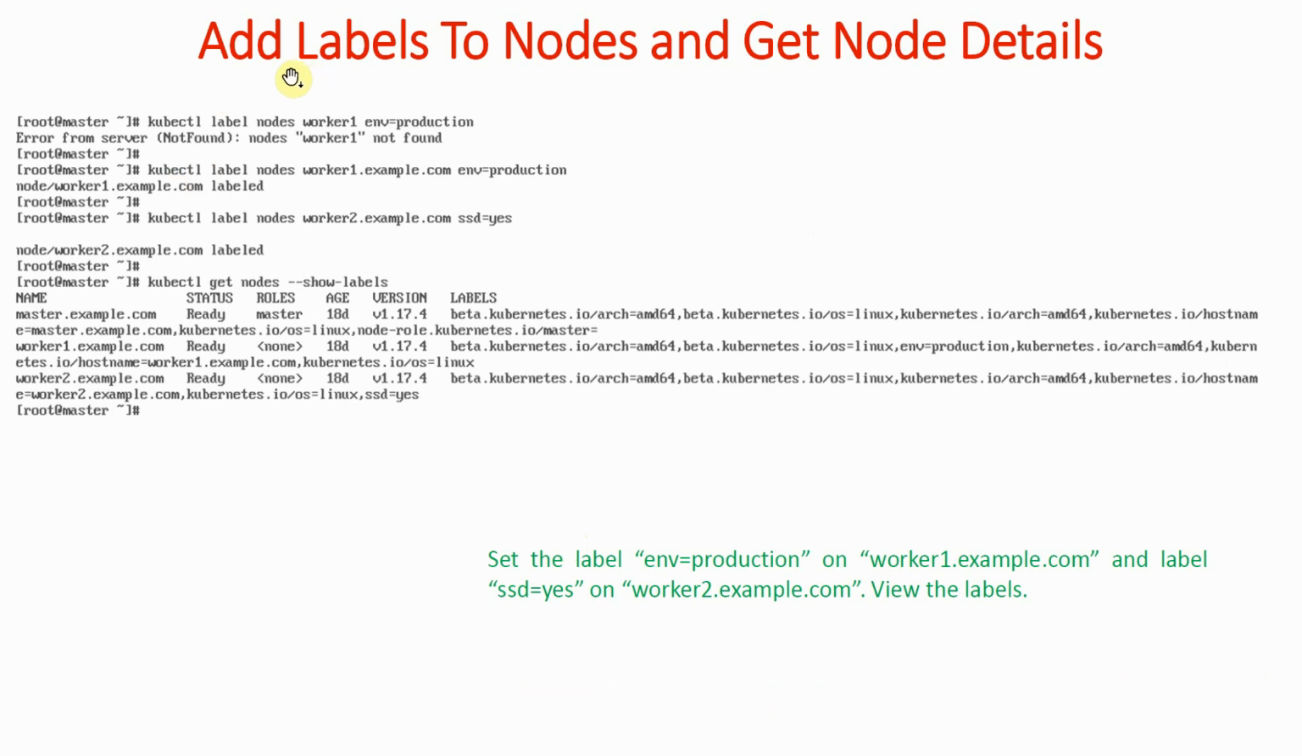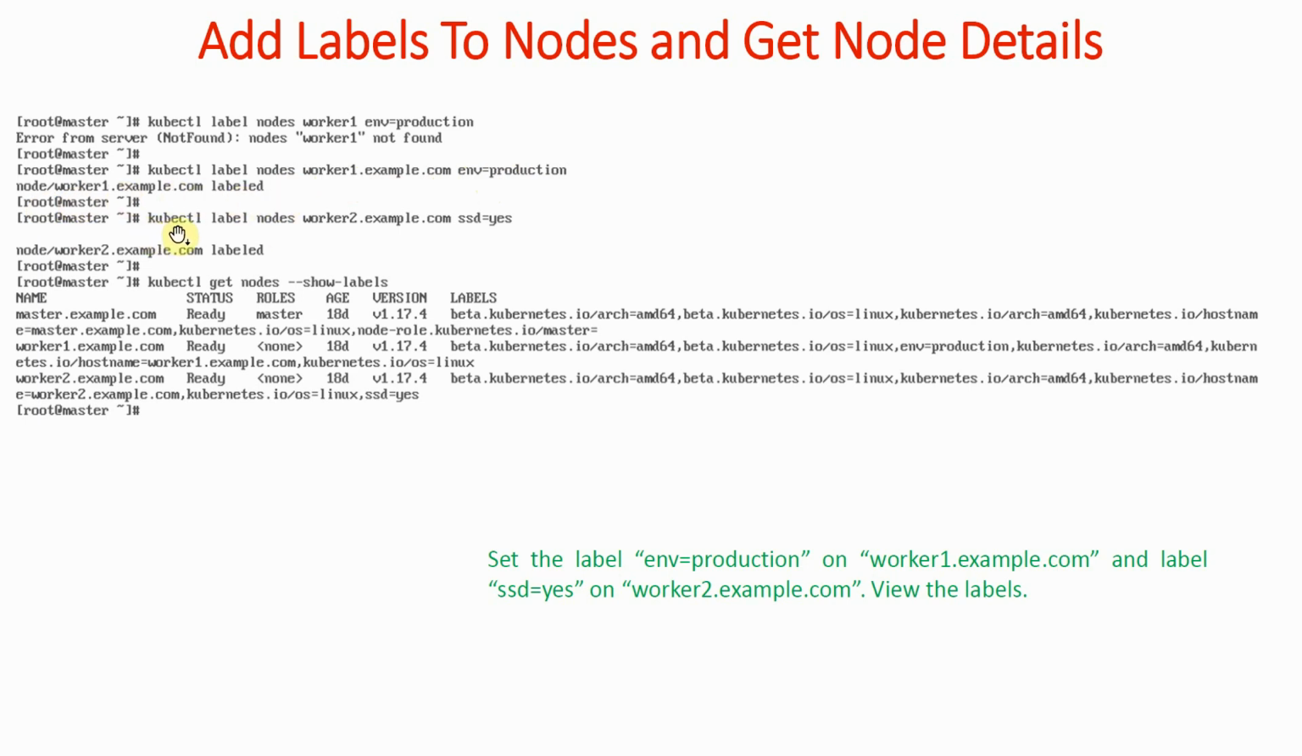Now in our case, we are going to add labels to the nodes and then get the node details. We will use the command kubectl label nodes worker1, and we want to add one label, environment equal to production. But it gives an error from server, node worker1 not found, because we should specify the whole fully qualified domain name. So this was a wrong command. The exact command is kubectl label nodes worker1.example.com environment=production.